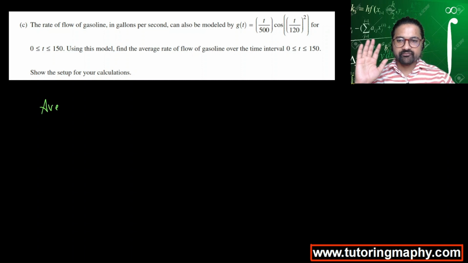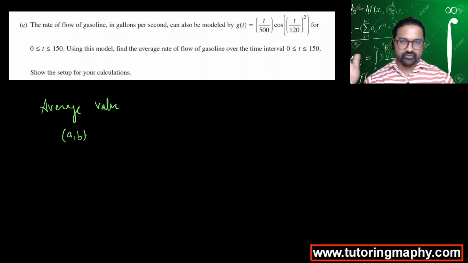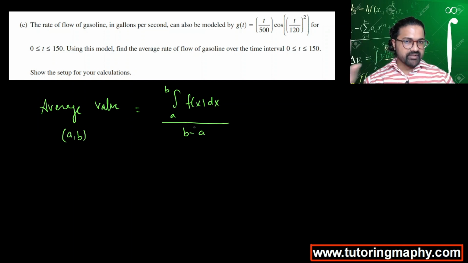Let's ask ourselves, what is the expression for the average value of any function f(x)? So the average value of f(x) between any two values, let's call it a to b, is nothing but the integral of f(x) over b minus a. That is a very simple formula for the average value of a function between a and b. As simple as that, we are going to plug this into the calculator and get our answer.